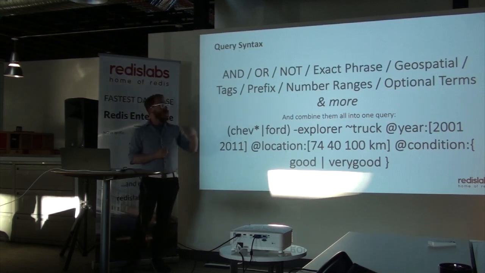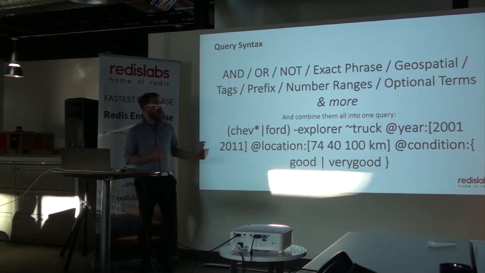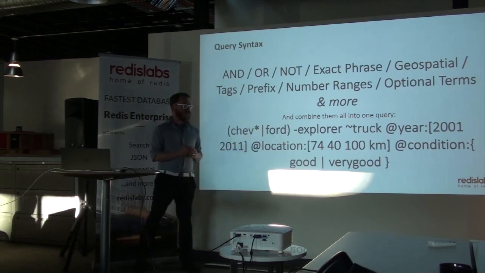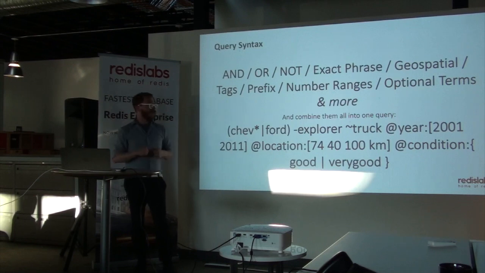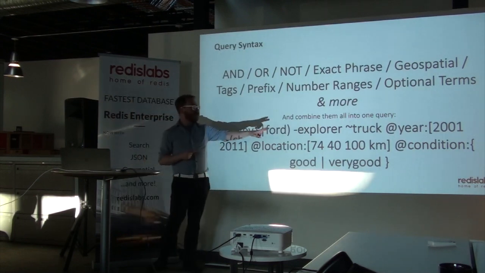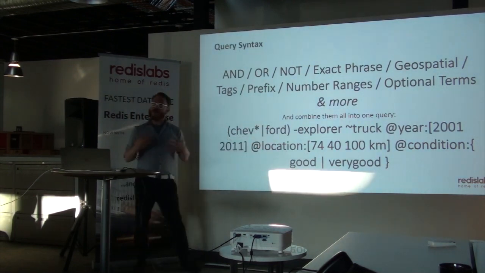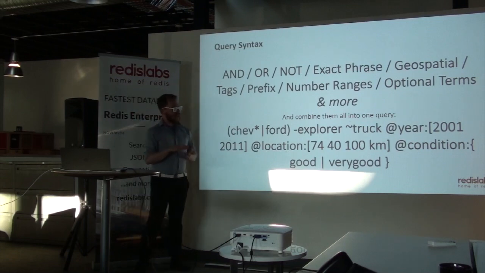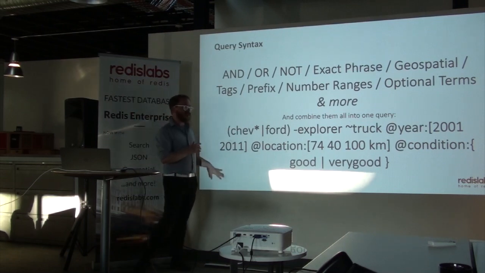Year, I want to be between 2001 and 2011, so that's a numeric range. Location between 100 kilometers and 7440, so that will find it within a radius. And then a condition tag of good or very good. So that would be more of a machine type of metadata. So then you would be able to zero in on these things.